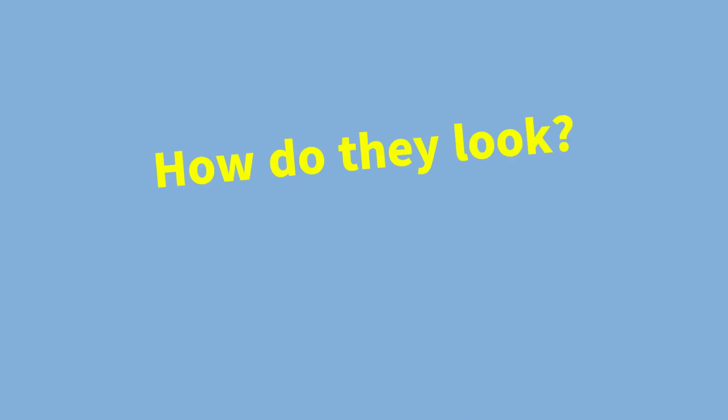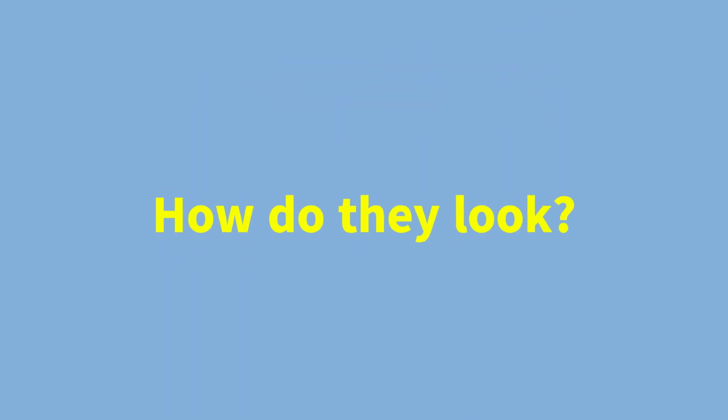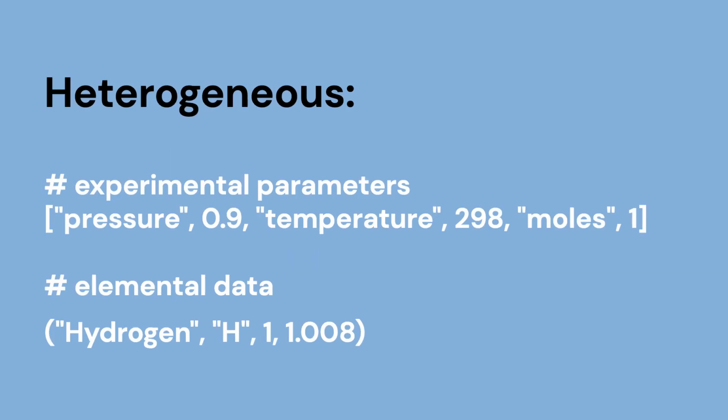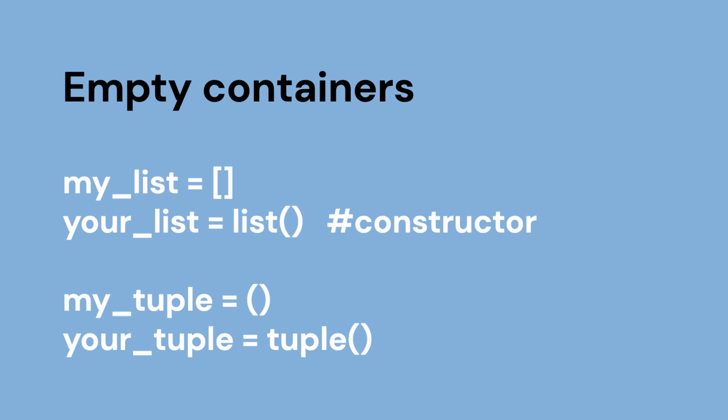Let's get started. So, first question, what do these things even look like? Lists and tuples are collections of multiple values separated by commas. Lists use square brackets, tuples use parentheses. They can be homogeneous, all one type, like a list of integers, or heterogeneous, mixed types, like a list containing a string, a float, and an integer. We can create empty containers with square brackets for lists, parentheses for tuples, or use constructors.